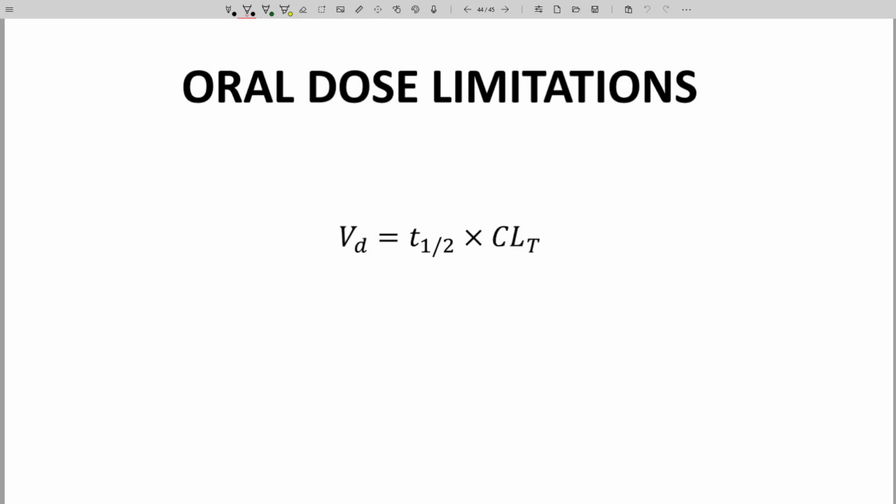How about volume of distribution? It's the same problem. We do know half-life from KEL, but we have to use Cl over F in our equation. That means the Vd that we calculate will be Vd over F. Note that by including F on both sides of the equation, we haven't changed the balance of the equation. So, since that's the best we can do, we'll report Vd over F.